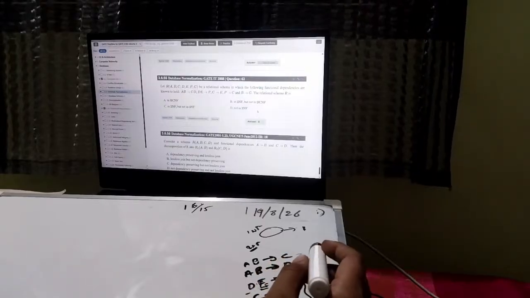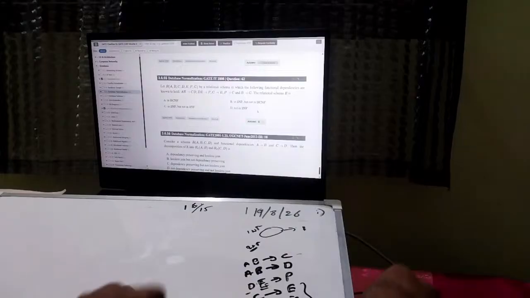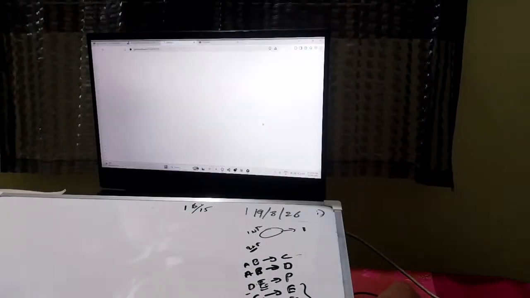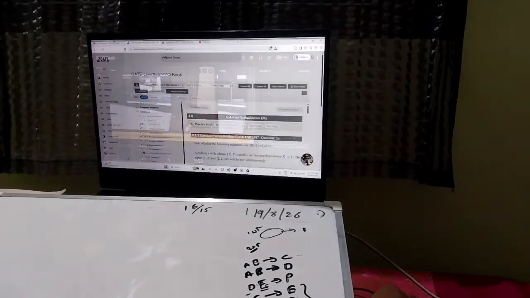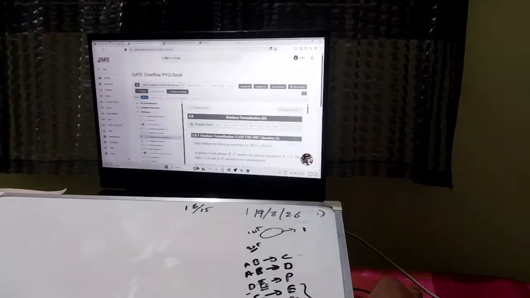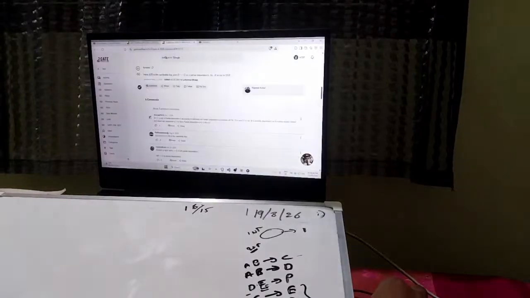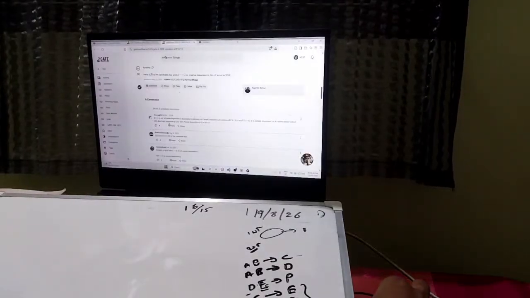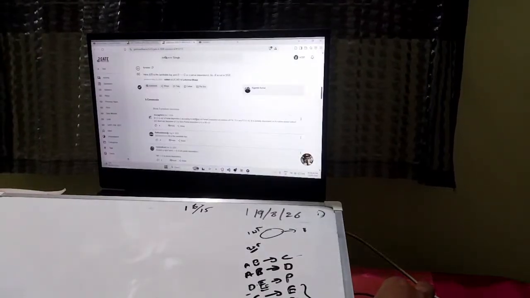Okay, let me check this code. Okay, and this seems okay. Oh, seems not okay. Okay, so B tends to G is not partial dependent according to the partial dependency definition.